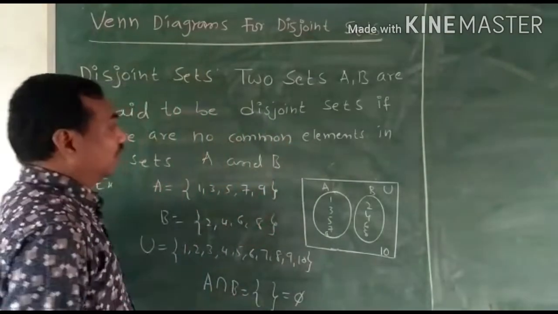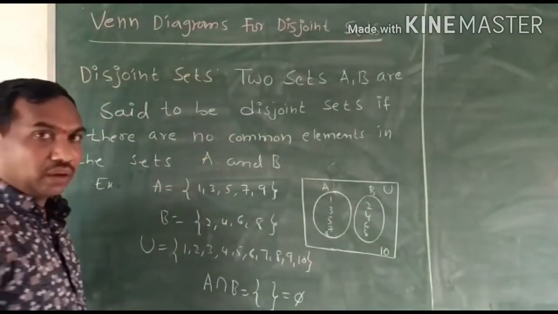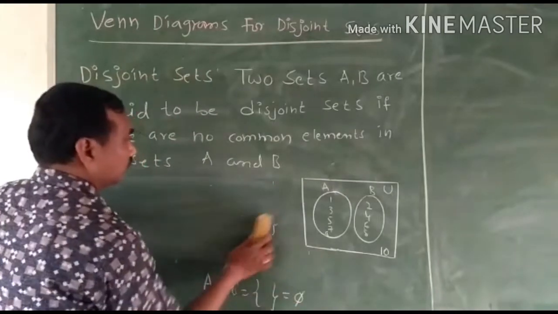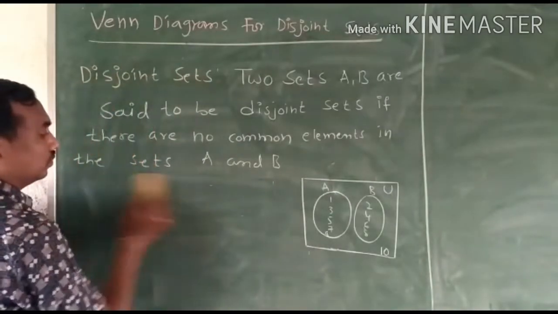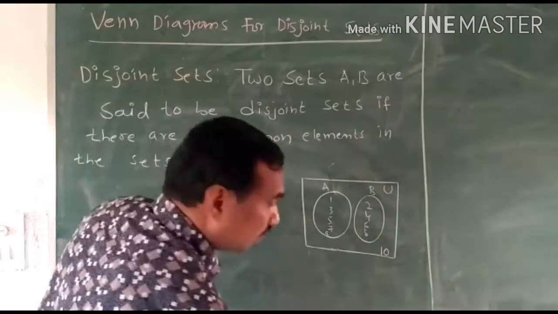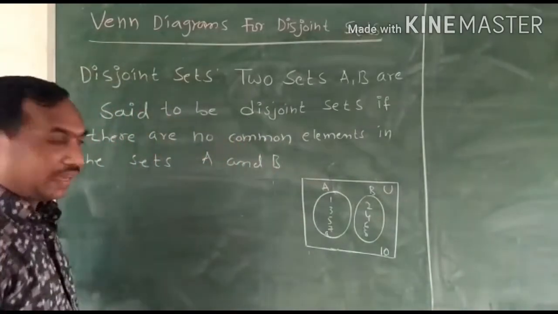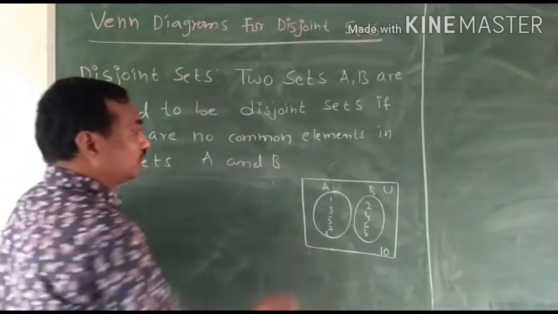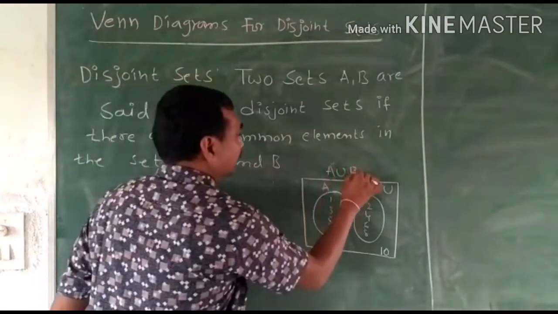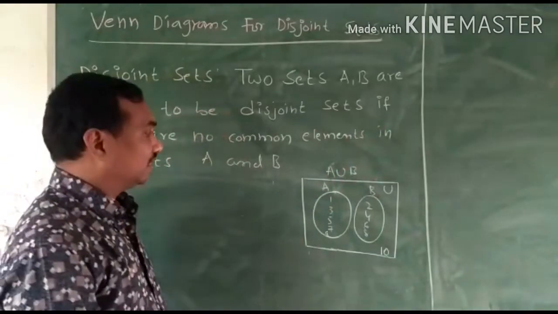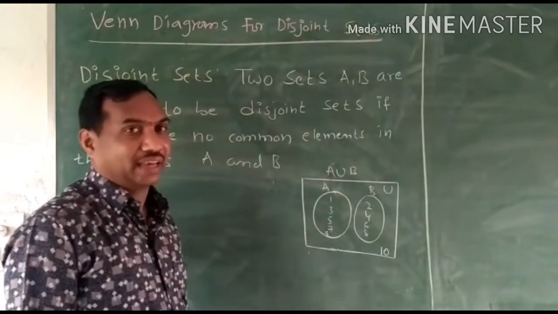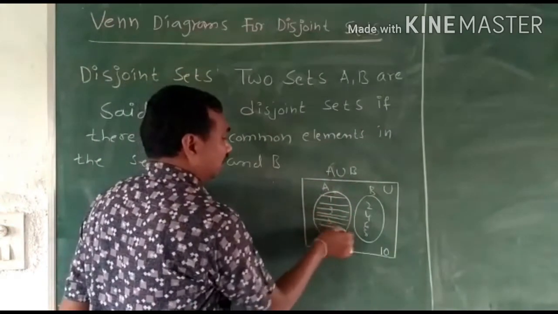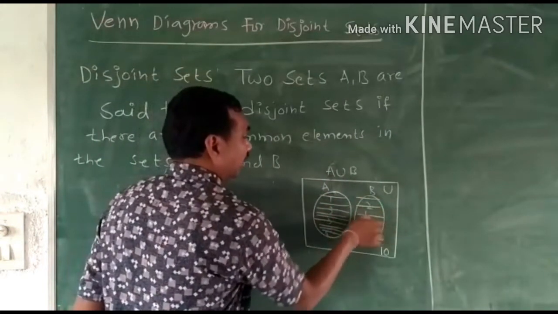Now I will discuss how to draw Venn diagrams for different operations for disjoint sets. This is a general diagram. You already know how to draw the Venn diagram. So suppose A union B for disjoint sets. We need to show it by Venn diagram. We need to shade A and B.